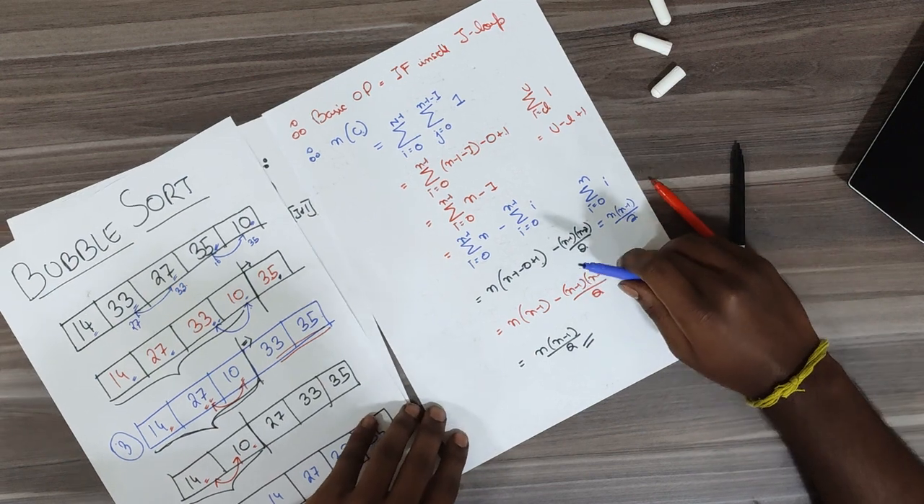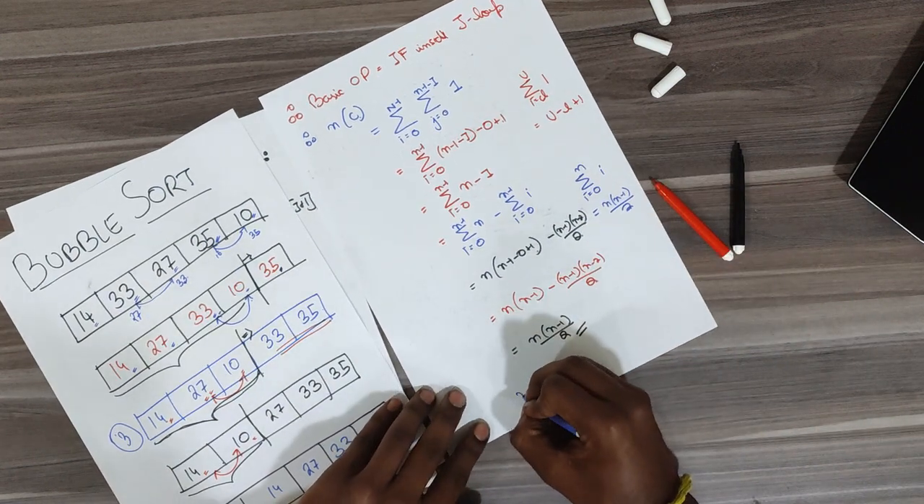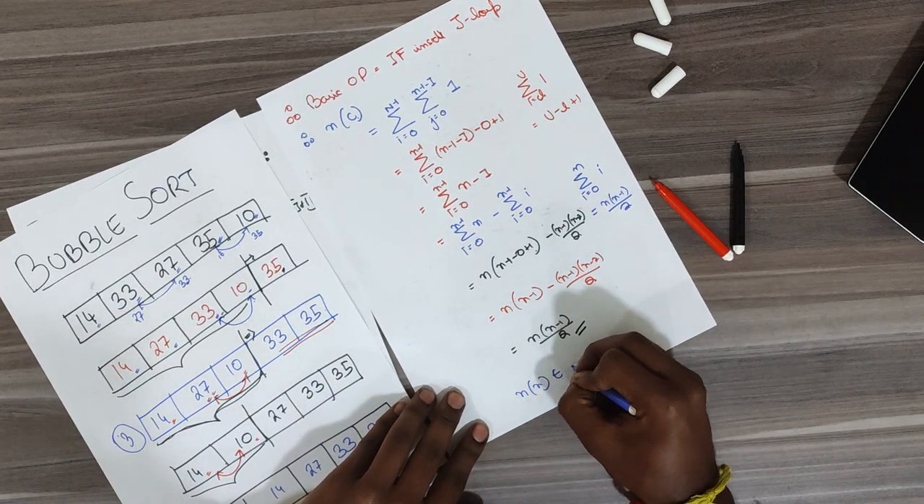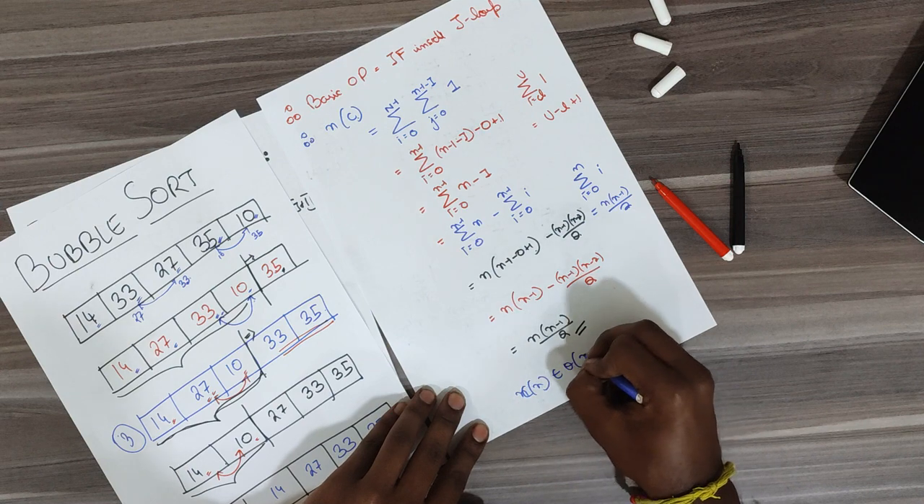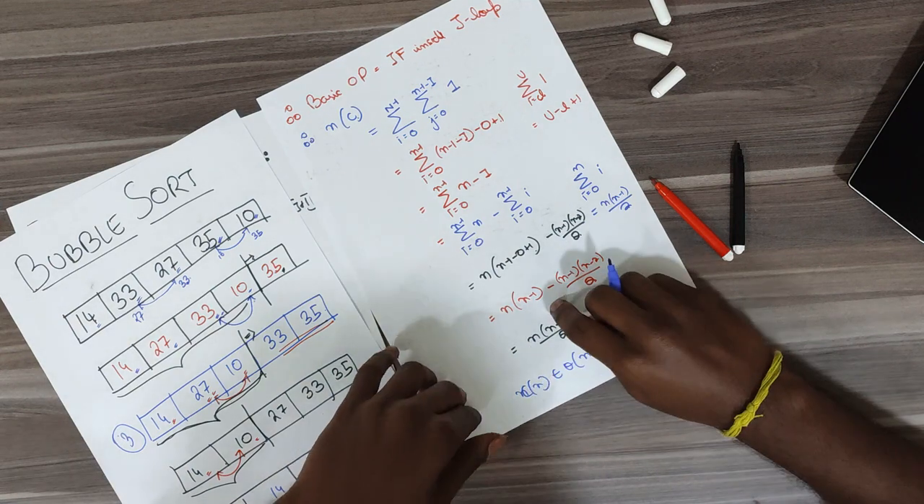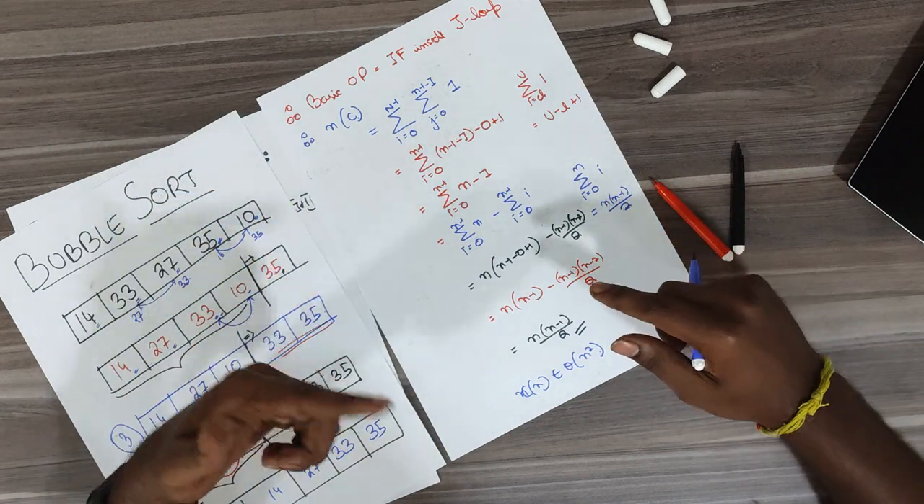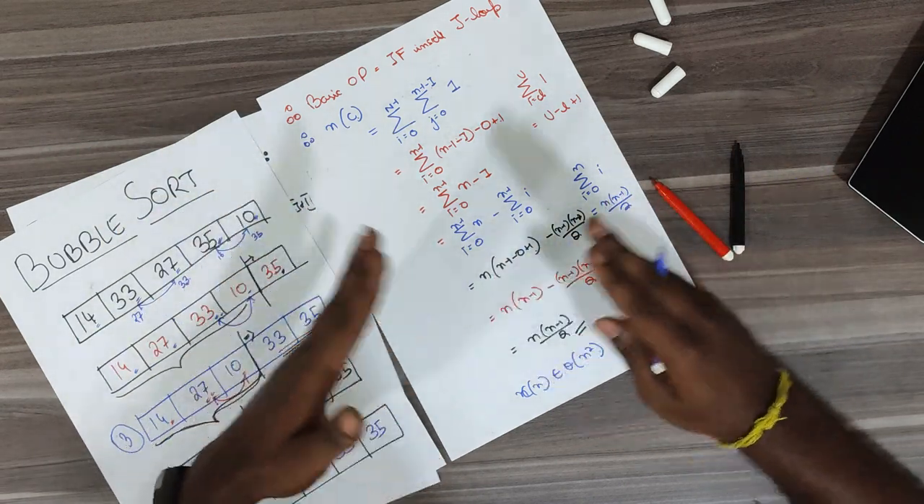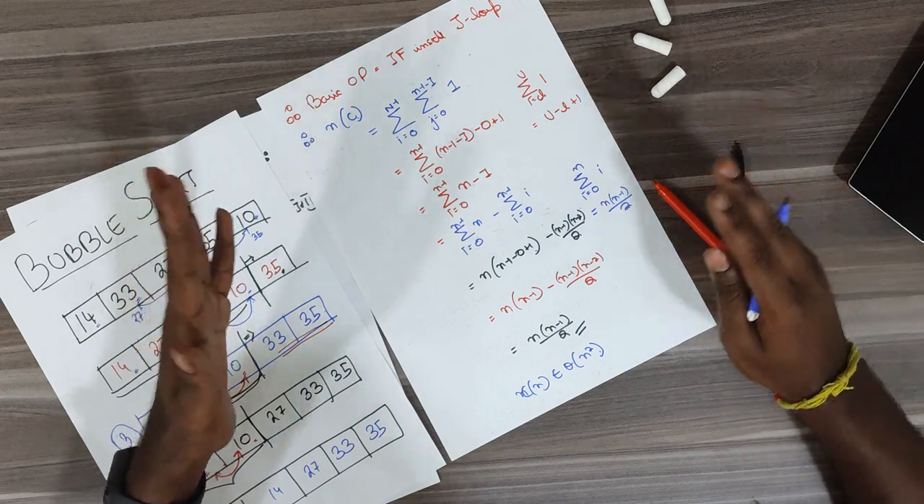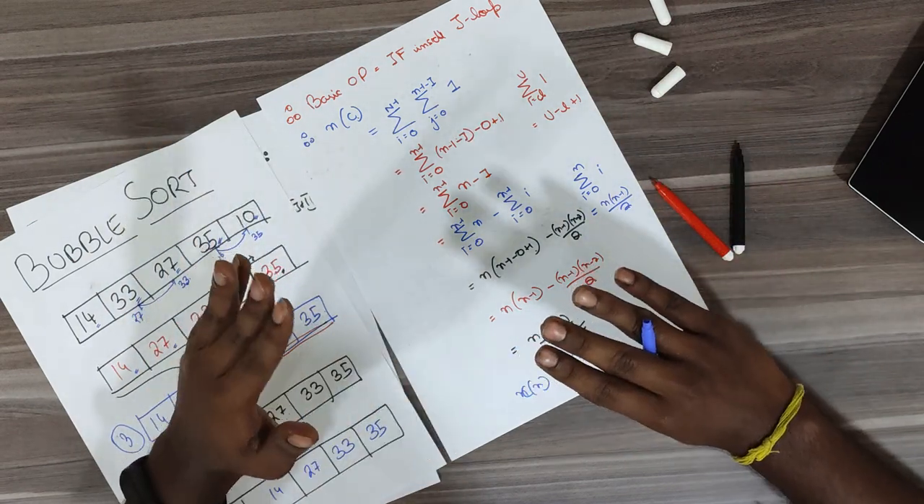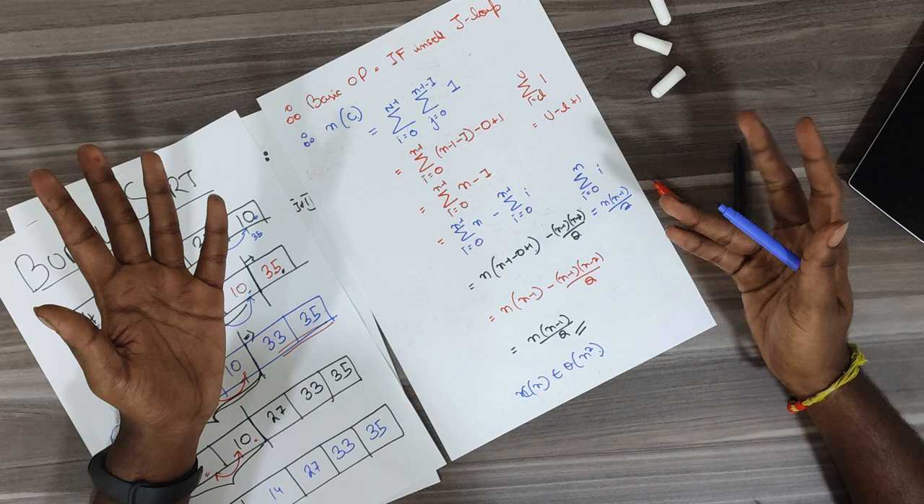So what do we get to know from this? We know that C of n belongs to theta of n square. So as the size of the array increases, the number of times the basic operation is executed also increases drastically. As the input size increases, the time complexity also increases.